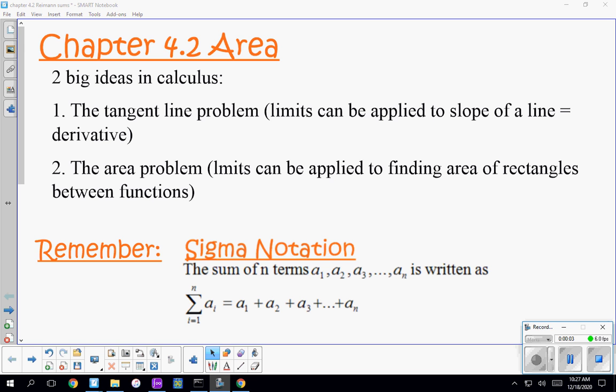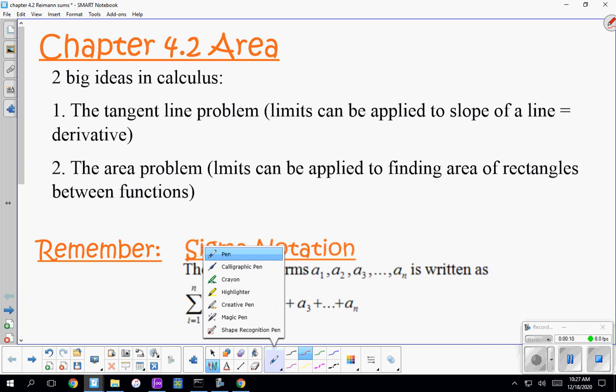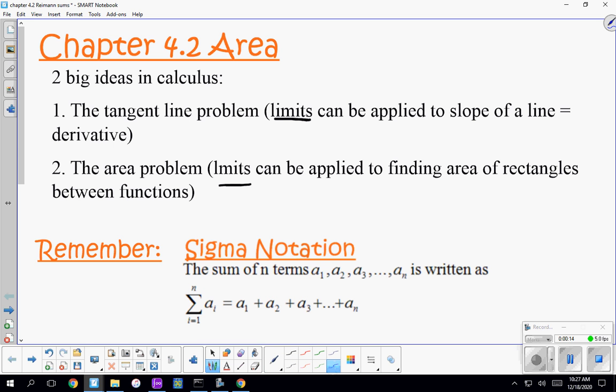In this video, we're now going to discuss how we can use calculus to find area under a curve. So the two big ideas in calculus: first we learned limits, because limits are used in both of these big ideas. So we looked at tangent lines and we applied limits to slope so that we could find exact rates of change rather than average rates of change. Now we're going to apply limits to rectangles so that we can find areas under curves.